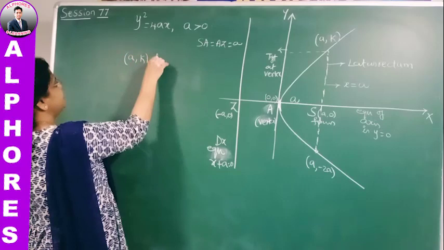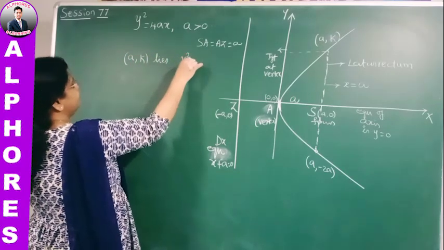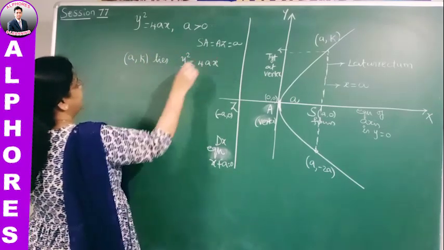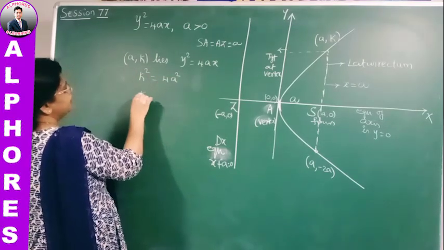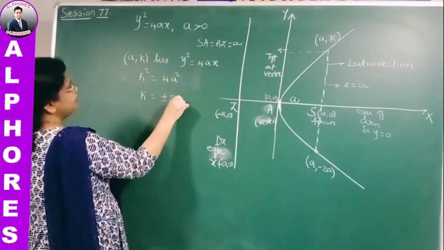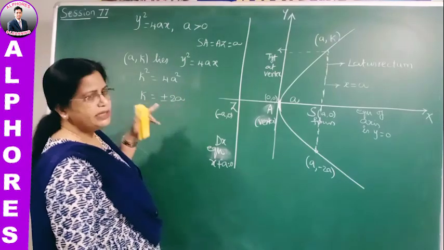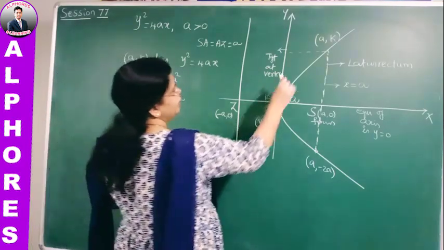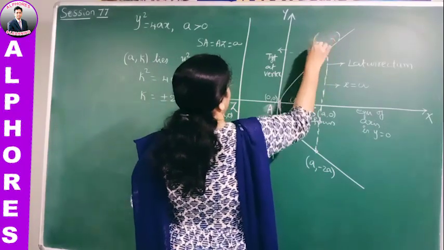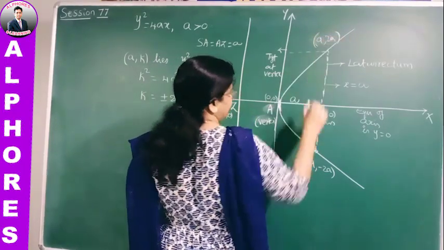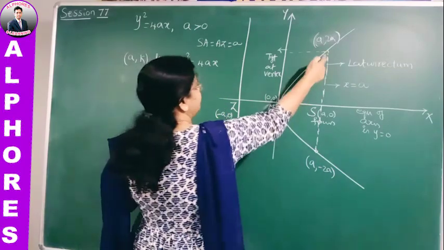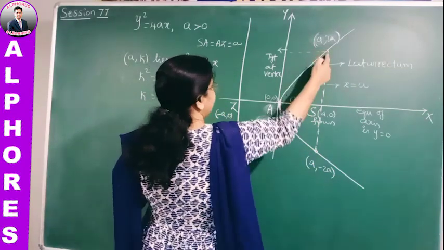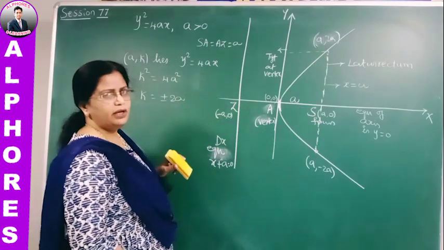This point is lying on the parabola y square equal to 4ax, right? And therefore k square equals 4a square. Hence k equals plus or minus 2a. Therefore, as a is positive, I am taking here a comma 2a, and the other point is a comma minus 2a. Finally, what is the length of the latus rectum? The length of the latus rectum is nothing but 4a.